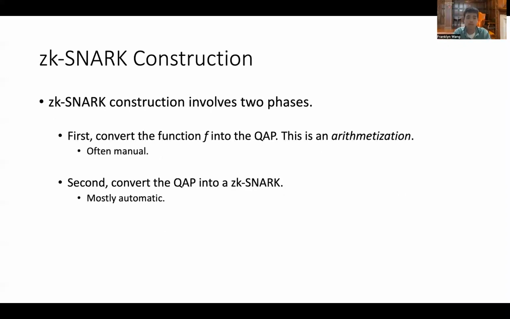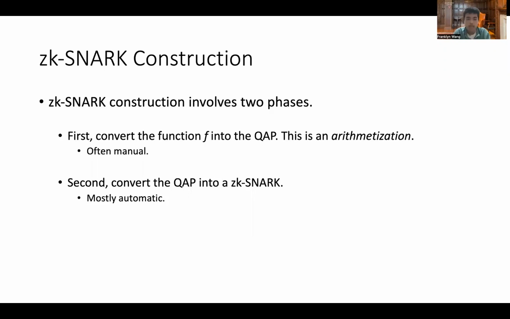So ZK-SNARK construction involves 2 phases. The first phase is converting the function f into a QAP. And this is what we mean when we refer to an arithmetization, because you're converting some function f, which may or may not be a mathematical function, into this QAP format, which is very much like a mathematical format. And this conversion is often done manually. So you'll specify in code what constraints you want to encode.